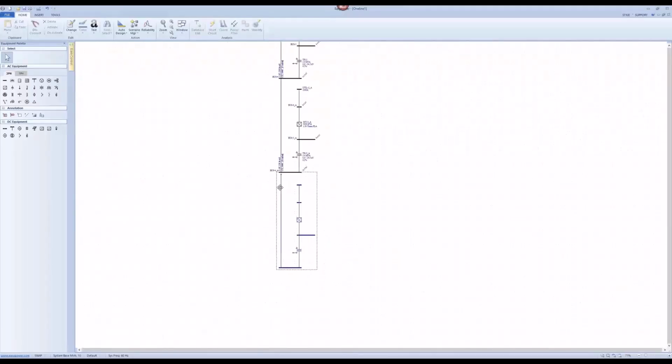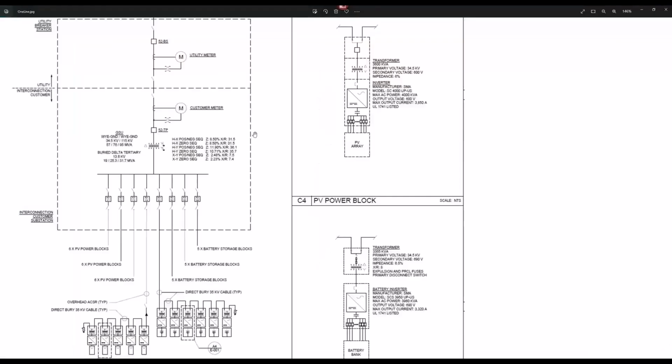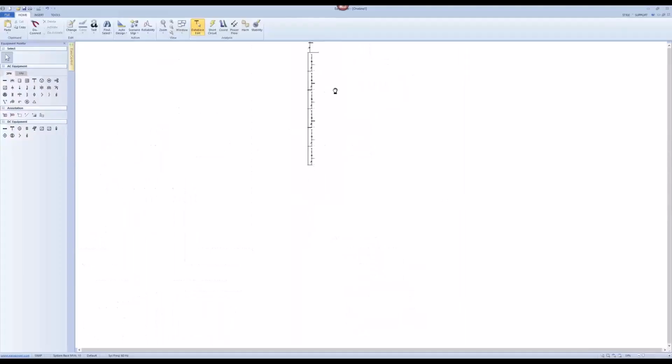1, 2, 3, 4, 5, and 6, right? Because according to my one line, this is my one line, I have 6 PV power blocks on the same collector cable, right? So I have to copy and paste 5 times to make it 6. And then I can copy and paste the whole 6.